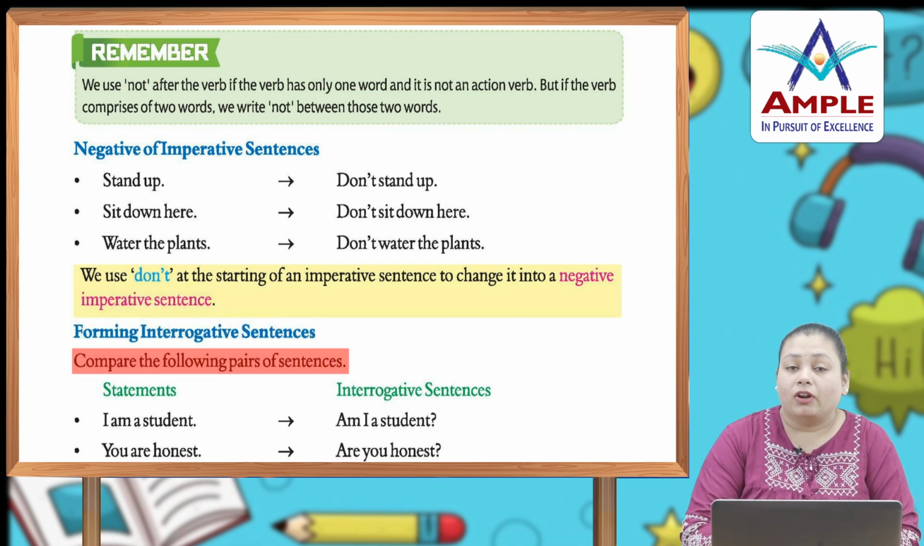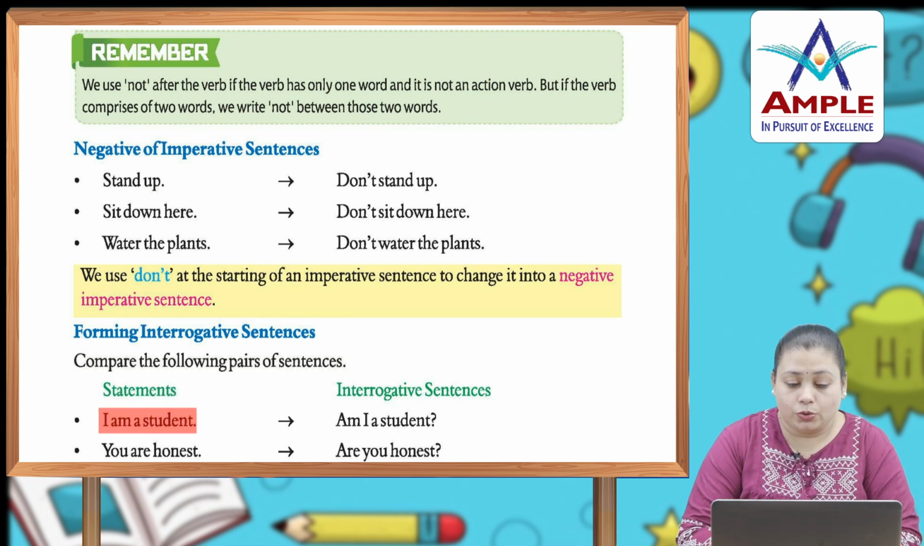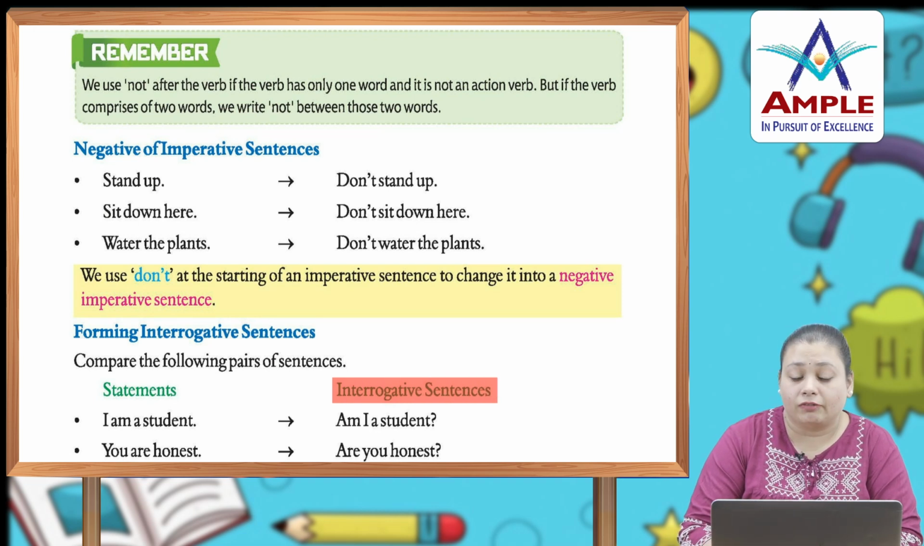Okay, so now forming interrogative sentences. Compare the following pair of sentences. Statement: I am a student. Now you have to convert it into an interrogative sentence, which means you have to put a question mark after that. Now see the sentences carefully. Interrogative sentence: Am I a student? Am I a student? Question mark.